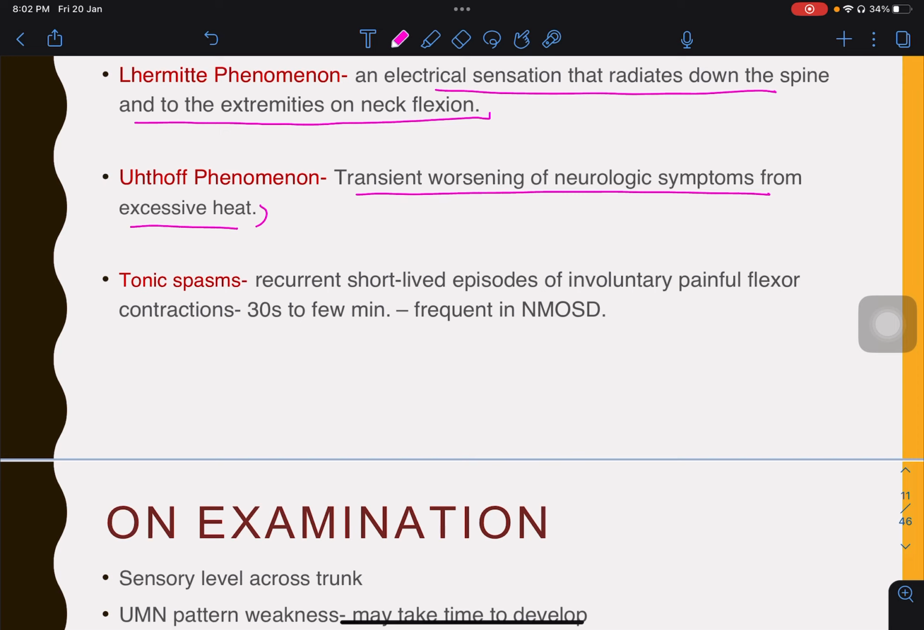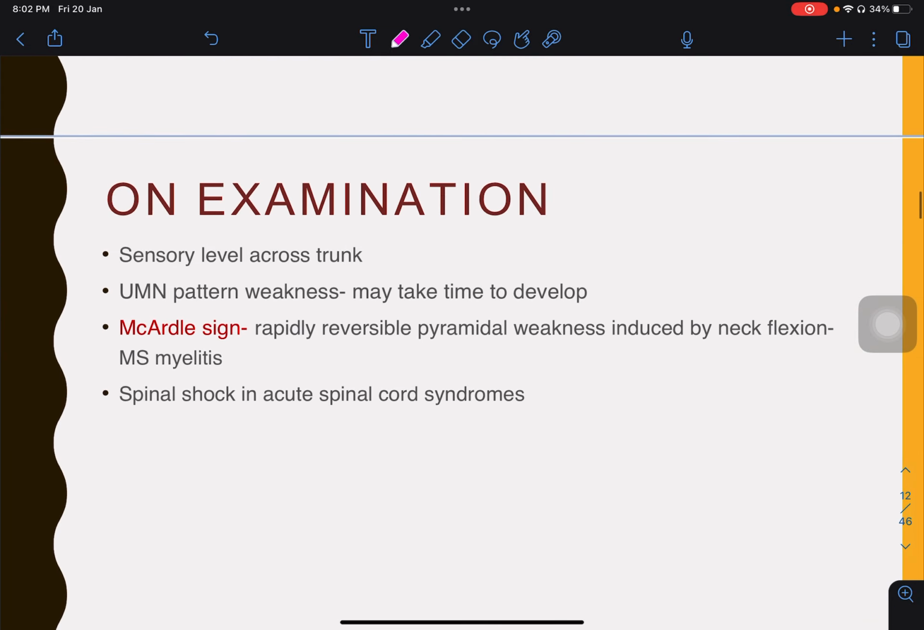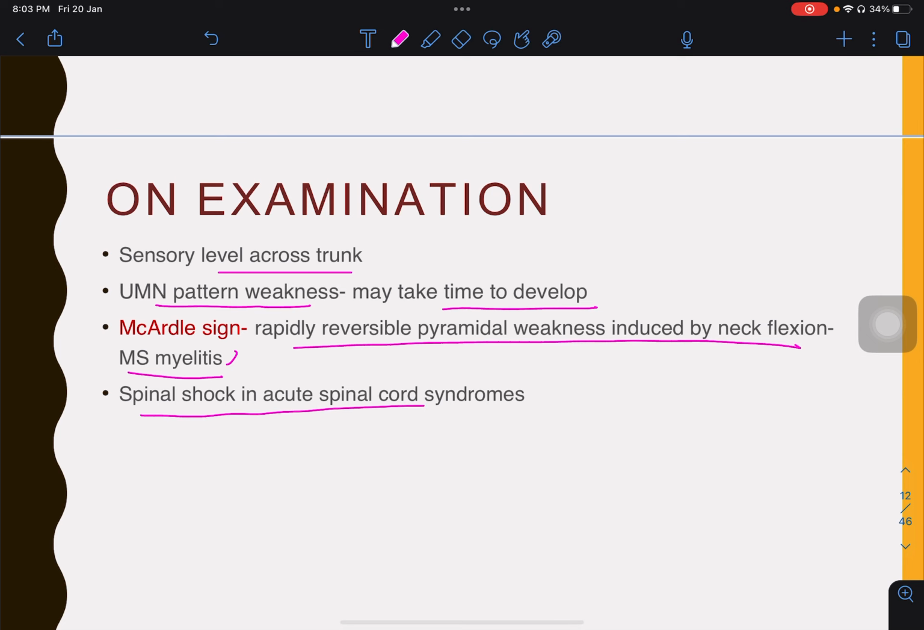Tonic spasms, frequently seen in NMO spectrum disorders, are recurrent short-lived episodes of involuntary painful contraction lasting 30 seconds to a few minutes. On examination, there is a sensory level across the trunk and an upper motor neuron pattern of weakness, which may take time to develop. What is the McArdle sign? This is a rapidly reversible pyramidal weakness induced by neck flexion, seen in MS myelitis and spinal shock in acute spinal cord syndrome.